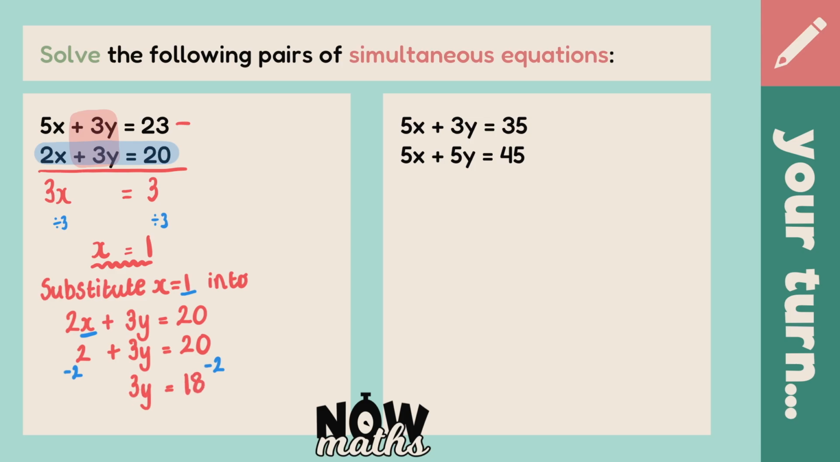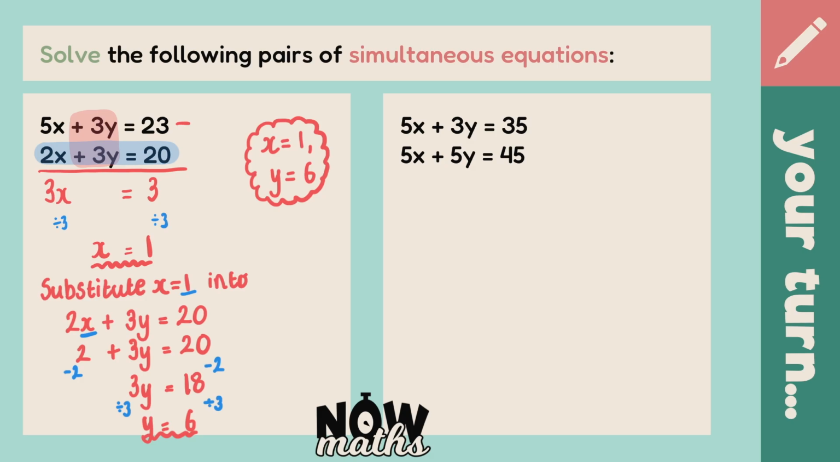We then divide by 3, which gives us y on the left, and 18 divided by 3 is 6. So our final solution is x equals 1 and y equals 6, which we write as a pair.